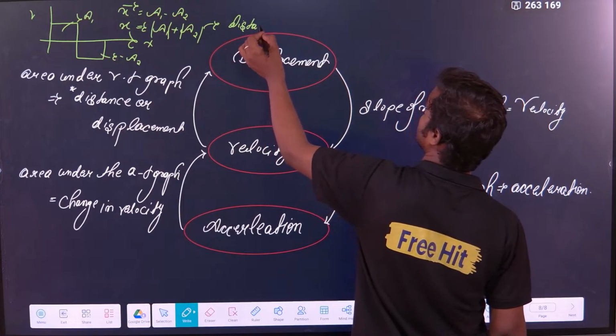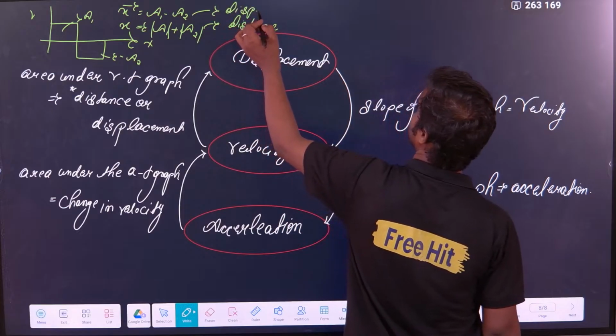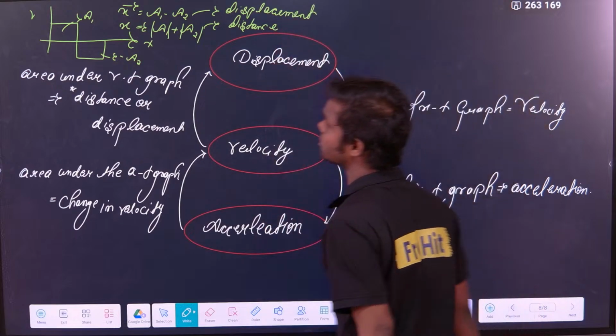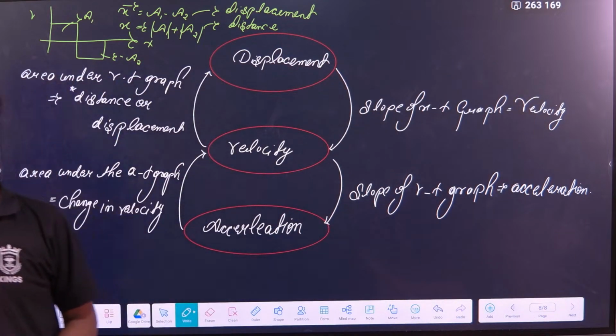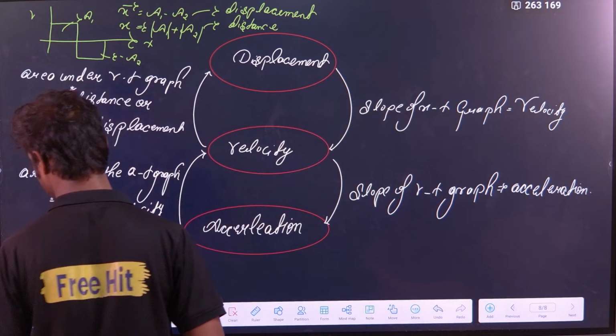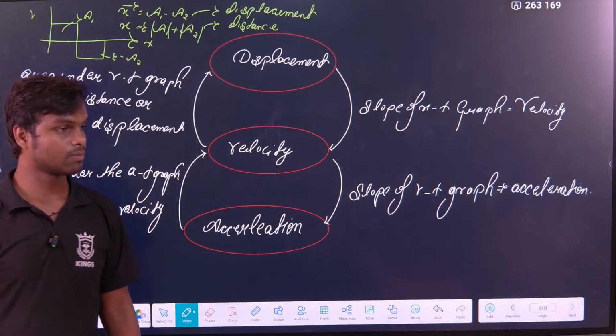That is my distance, and this thing is displacement. So when we are talking about the displacement, we have to take the sign also, whatever the sign we are getting. But when we are talking about the distance, we have to take only the magnitude. There is no need to take the sign. That is what I am trying to say. Are you getting the point? Clear? Okay.